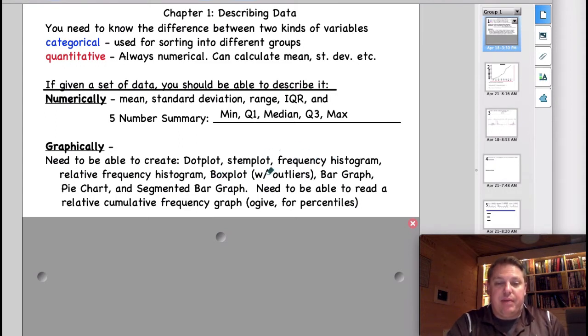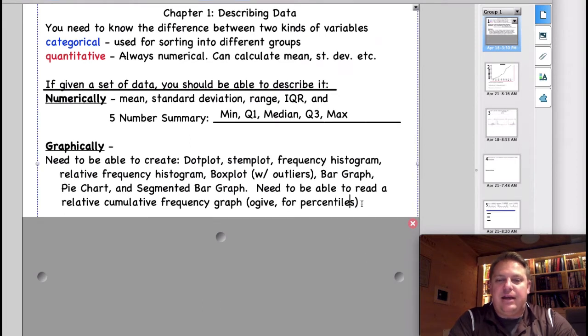You need to be able to make a box plot with outliers. You need to be able to make a bar graph, a pie chart, and a segmented bar graph. The segmented bar graph is the one that we haven't seen necessarily as often. The other one we need to add to this list, these are old notes, but I kind of forgot we added this in, and probably not, you wouldn't have to make it, but we also had the mosaic plot.